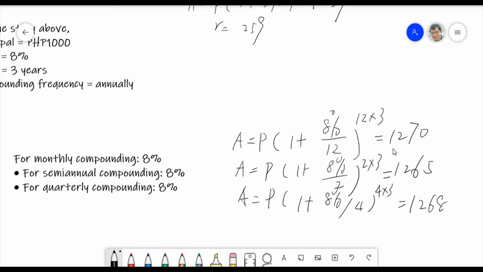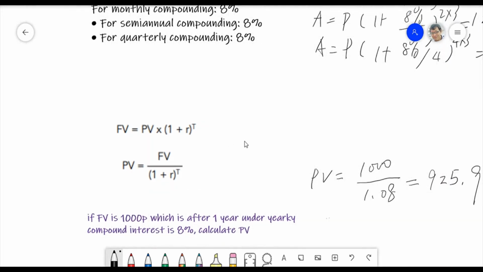The highest is monthly, and then what? Quarterly, then semi-annually, right? Which means the monthly compounding rate gives you the highest interest if the interest rate is the same. So remember this. When you are saving, always look at what kind of interest, compound interest, based on what, right?